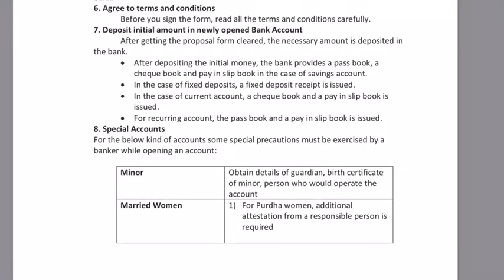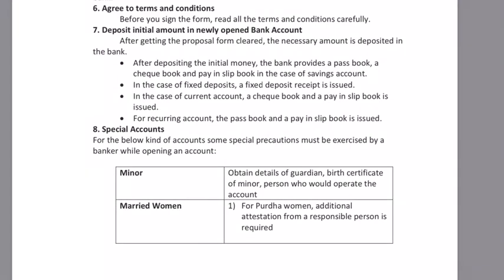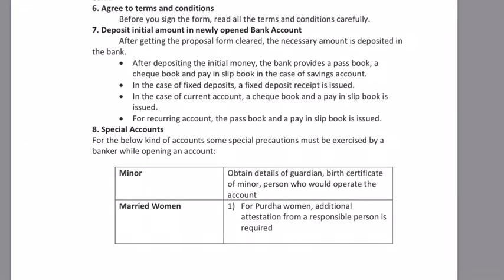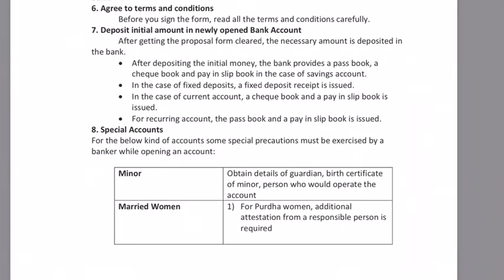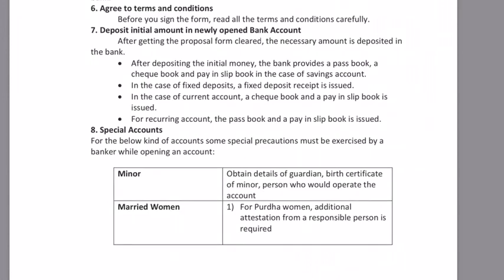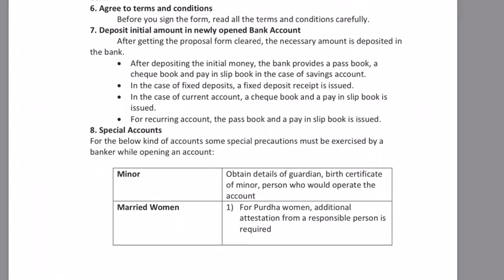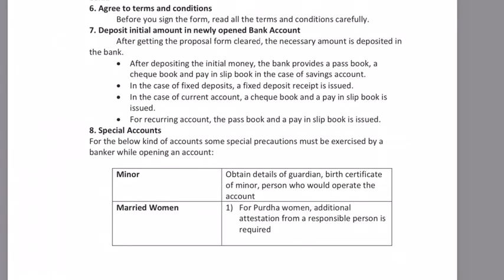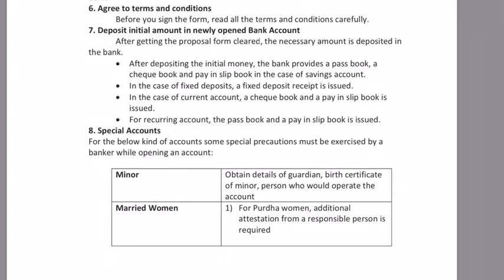So after depositing the initial amount, the bank provides a passbook. So the passbook gives the status of your account. Then a checkbook, which you can use, which is a negotiable instrument, and a pay-in slip book in case of a savings account. So these 3 are given. In case of a fixed deposit, a fixed deposit receipt is issued. In case of a current account, a checkbook and a pay-in slip book are issued. And for recurring deposit accounts, a passbook and a pay-in slip book are issued.